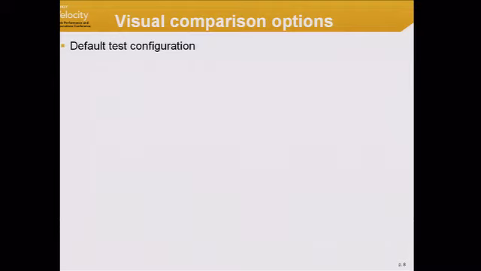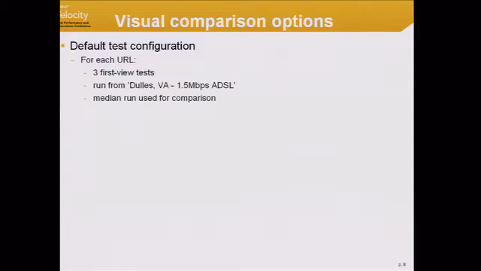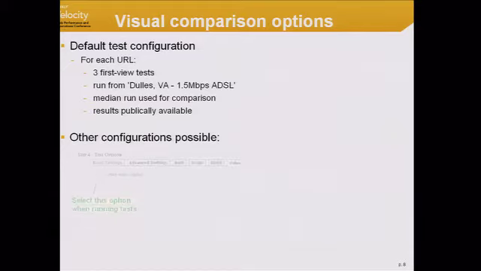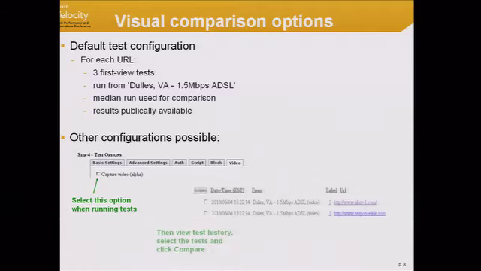The standard interface for the visual comparisons, or the simple interface, uses some standard configurations. Every test is run 3 times in a first view or empty cache configuration. It's run from Dulles, Virginia at DSL speeds. The median run is used for the comparison purposes, and the results are publicly available. But if you don't like those standard configurations or standard options, you can configure a test as normal using that initial screen that I showed. And then there's a set of options at the bottom of that main page, and on the video tab, there's a little checkbox for capturing video, so just check that.